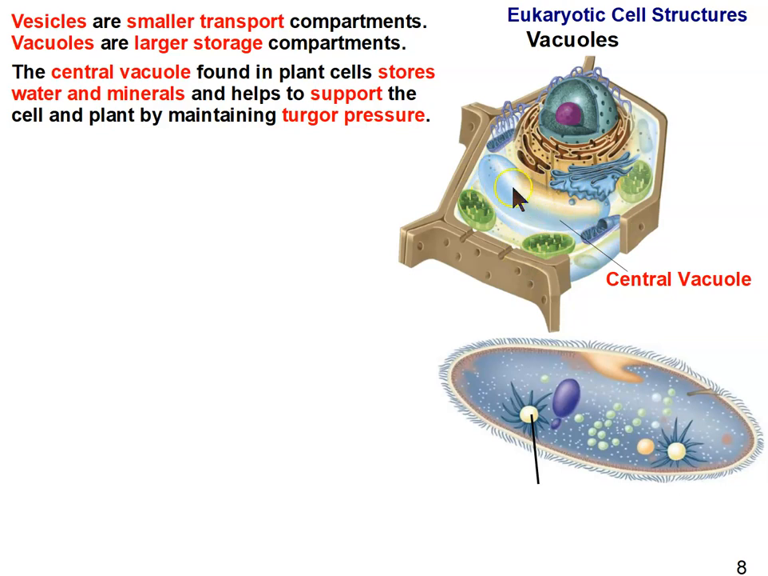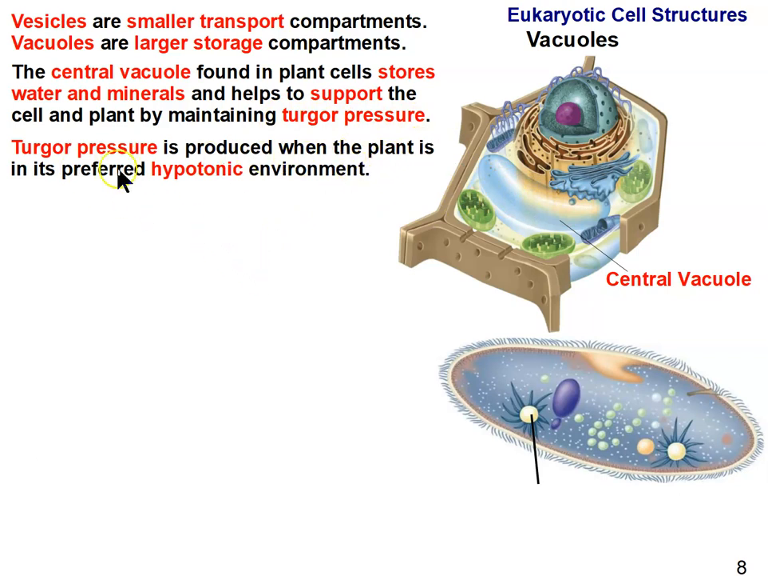The solution inside the central vacuole is hypertonic, if you'll recall that term. It's hypertonic compared to the solution outside. Therefore, water will osmose into the central vacuole and produce pressure. Just like blowing up a balloon. It produces pressure inside the central vacuole, and that pressure is known as turgor pressure. It's such an important concept in plant biology that it's been given its own name, turgor pressure.